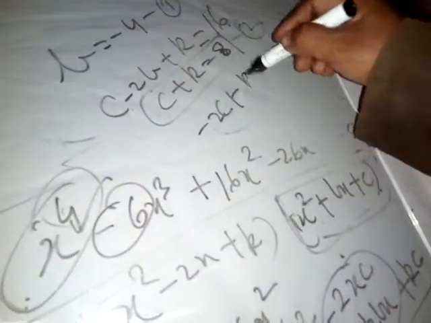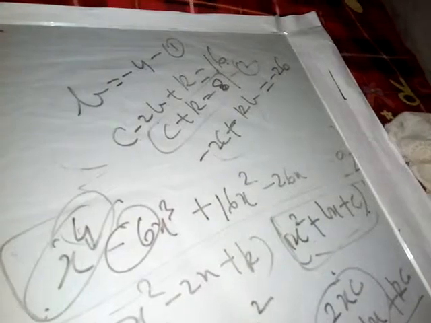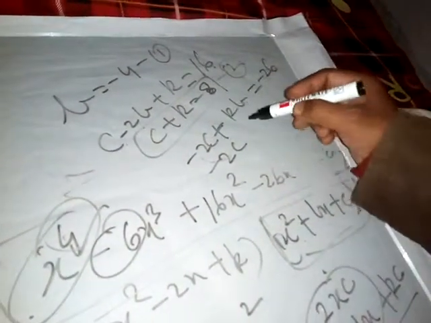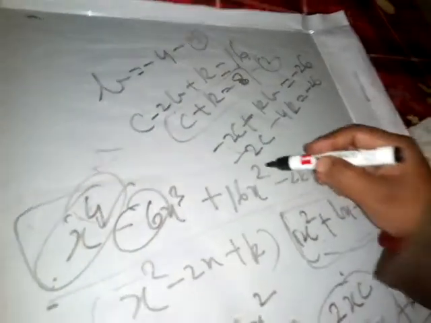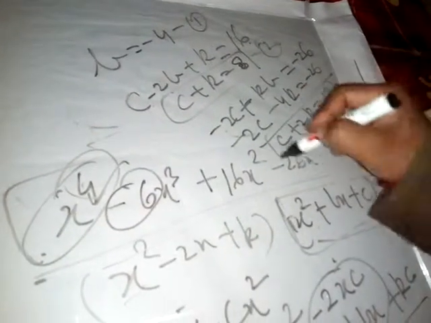And then look at the x term. We have minus 2c plus kb, and for x here we have minus 26. Again let's put the value of b, minus 4. We will get minus 2c plus minus 4k is equal to minus 26. Divided by minus 2, you will get c plus 2k is equal to 13. That is our equation number 3. Now from equations 2 and 3, we can find the values of c and k.